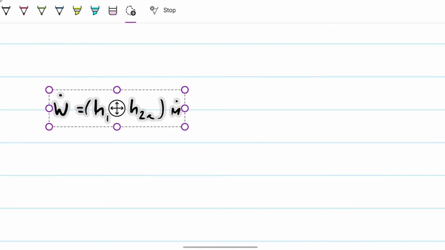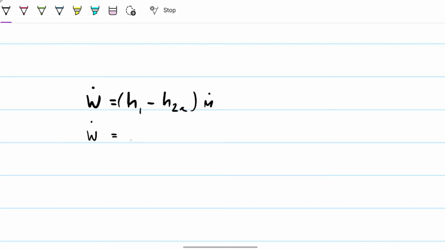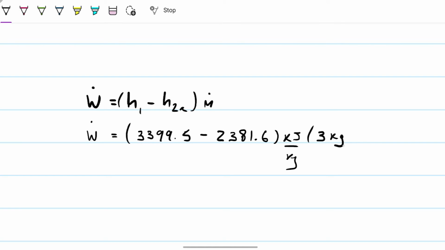So I can go ahead and say, okay, if I want to find what is the work, I can just do the H1, which I always knew to be 3399.5, minus the actual one, which I found out to be 2381.6. And note that this is kilojoules per kilogram. And if I multiply that by my 3 kilograms per second, what I'll be left with as my kilograms and kilograms go away is kilojoules per second, which is kilowatts, right?